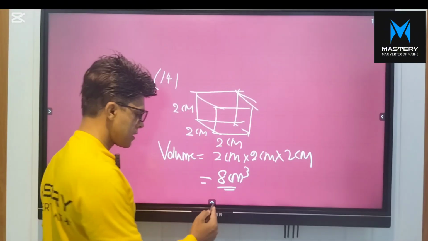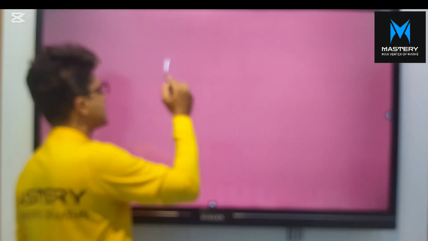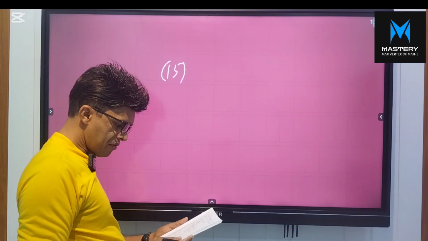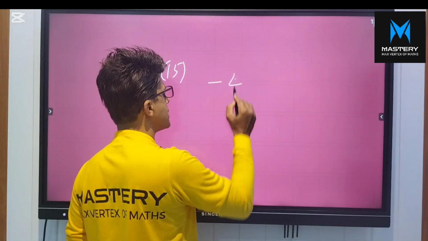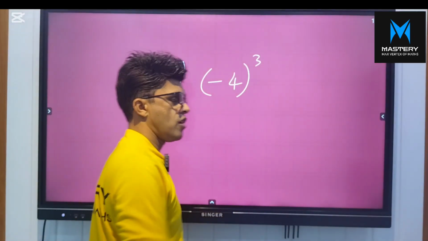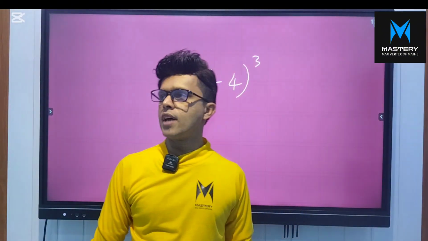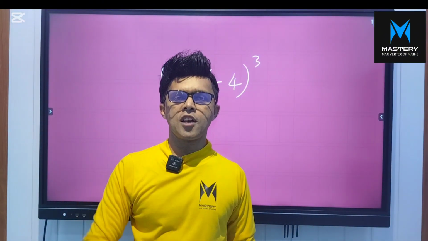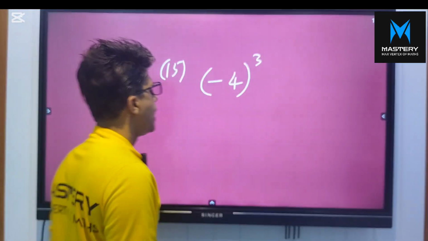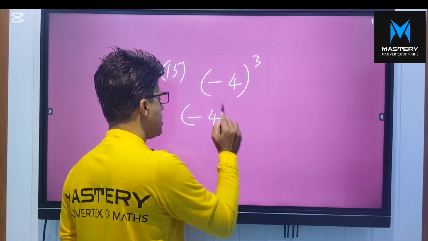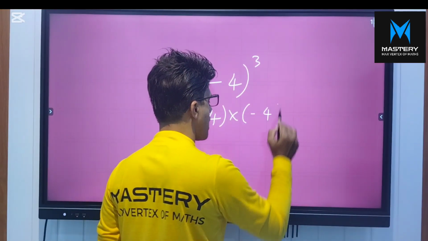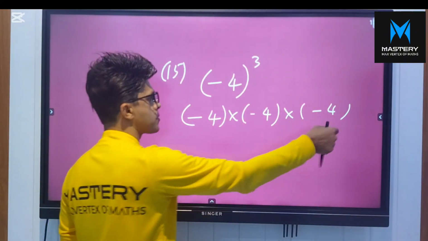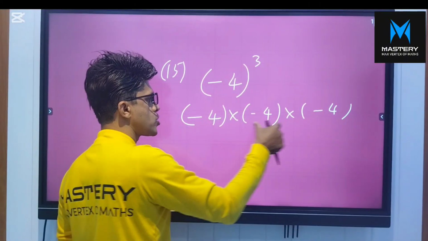The 15th question is, find the value of minus 4 to the power 3. Previously I taught you that minus times minus is plus, plus times plus is plus, plus times minus is minus, minus times plus is minus. But anyway, how do we get the value of this one? You need to expand this one first. Minus 4 times 3. Why did I write 3 times here? Here 3, so 1, 2, 3.